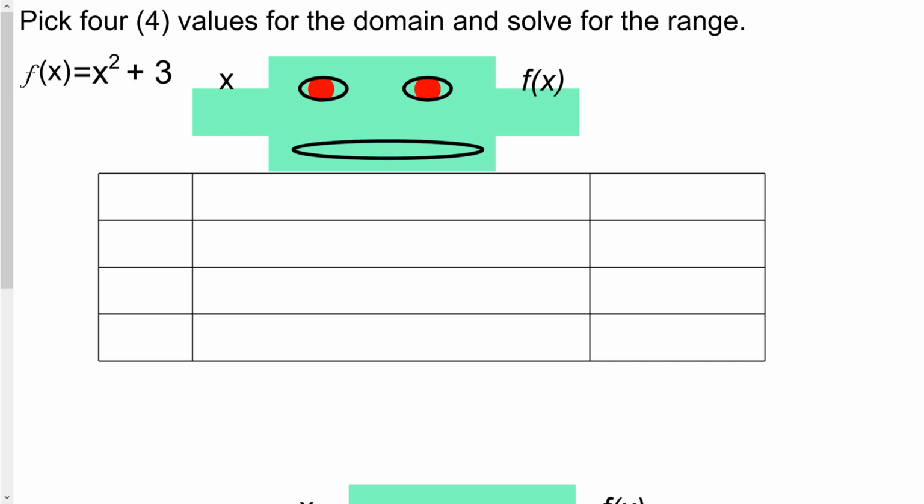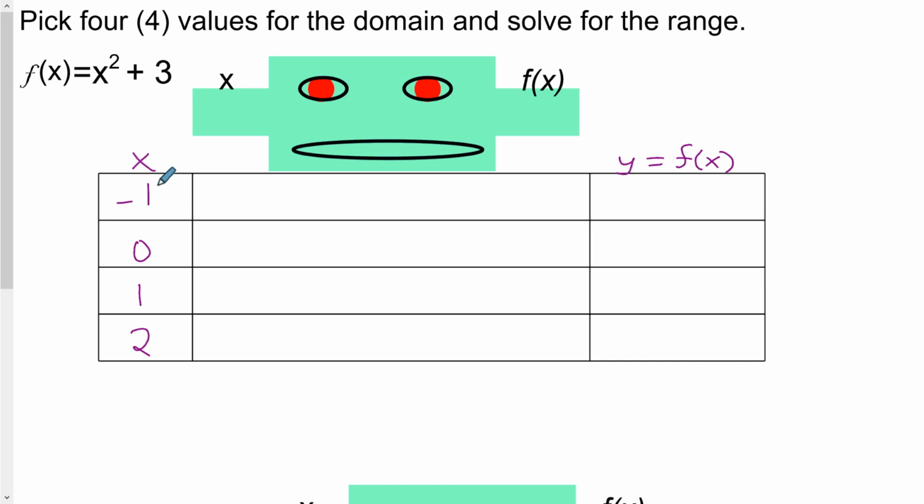All right, this one says pick 4 values for the domain and solve for the range. Remember that our domain is our x value, and it's asking me to solve for the range, the y value, or in this case, the f of x value. The function is x squared plus 3, and it's saying to pick 4 values. Now remember back when we were filling out tables before that we should choose a negative value, 0, and also a positive value. So I'm just going to choose -1, 0, 1, and 2. You can choose whatever number you would like.